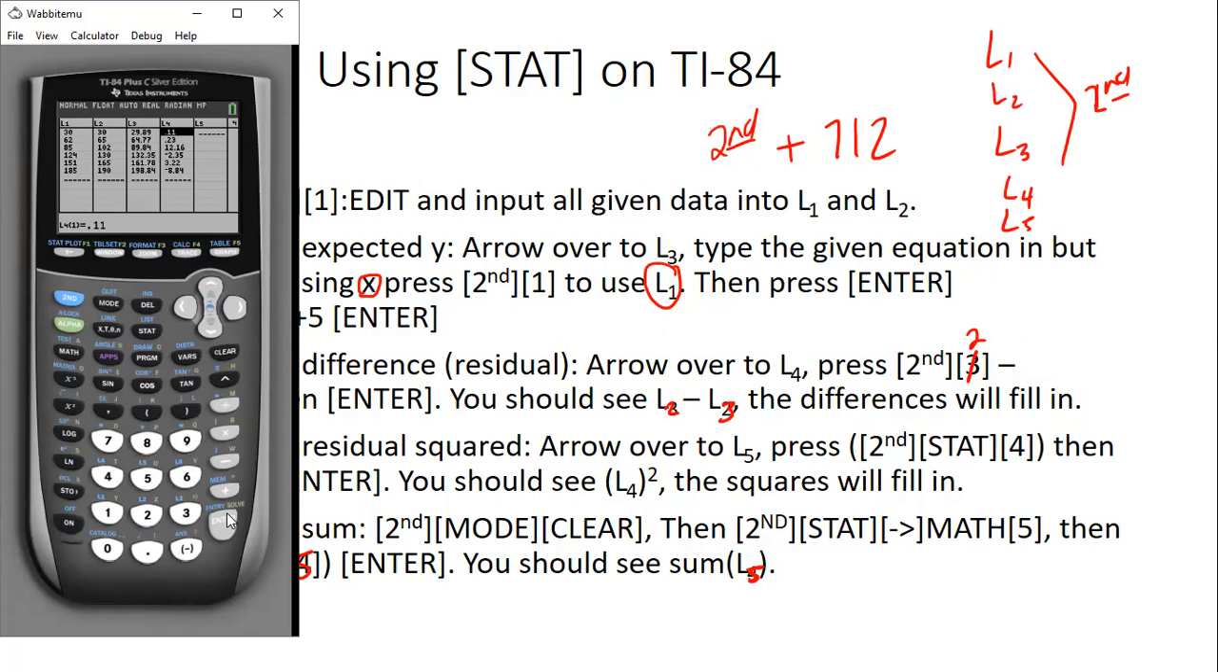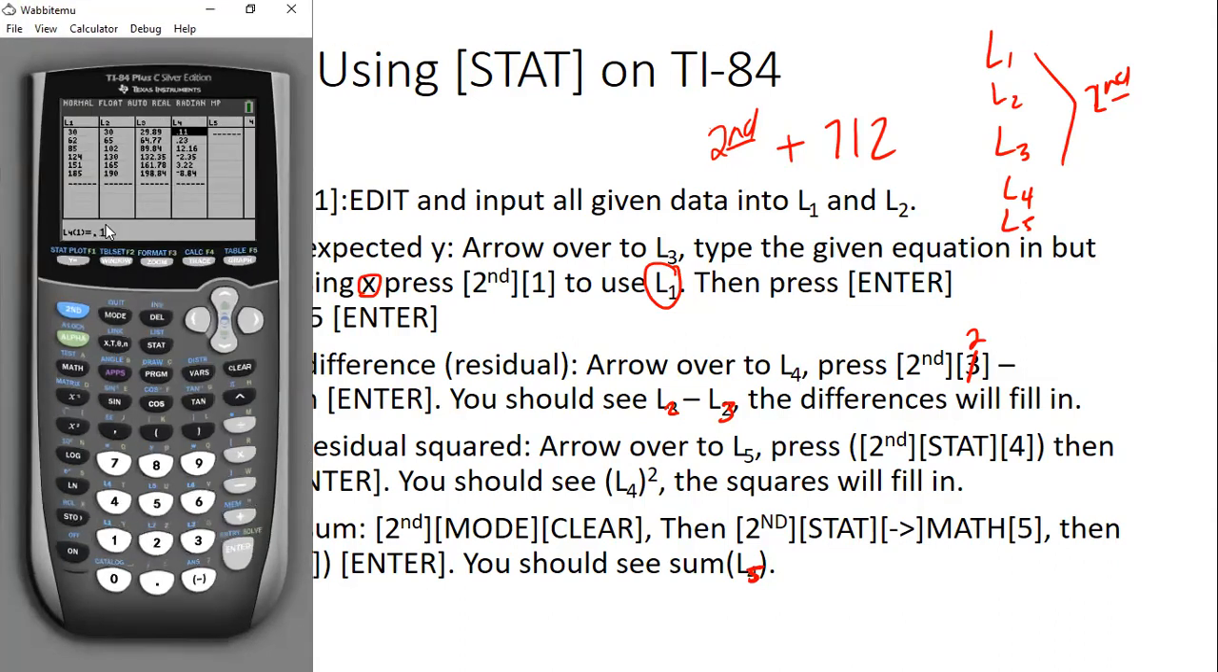Okay, now we're on to our residual squared. So follow the steps for your residual squared. To find your residual squared, we're going to arrow over to L5. We're going to press second stat 4, or you can just press, I swear I wrote these numbers. Then you're going to square it.